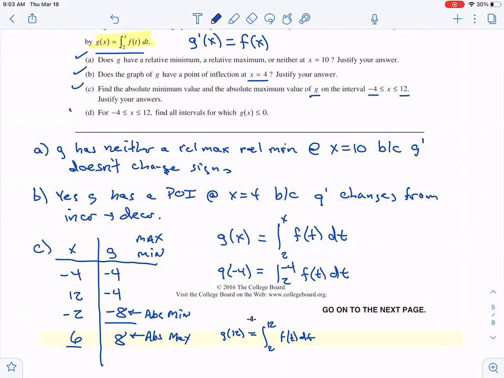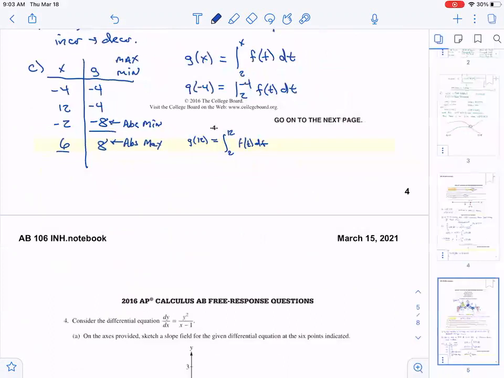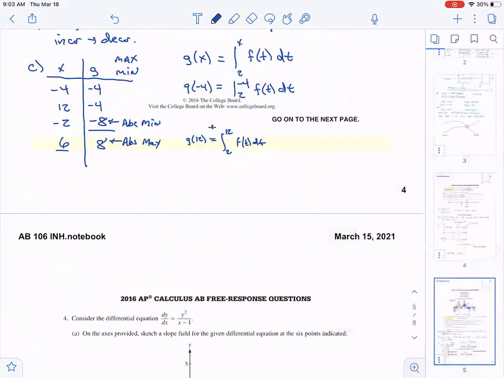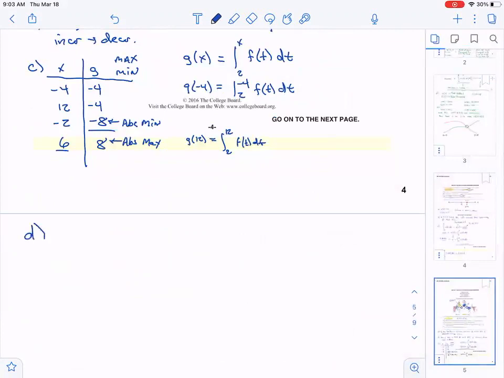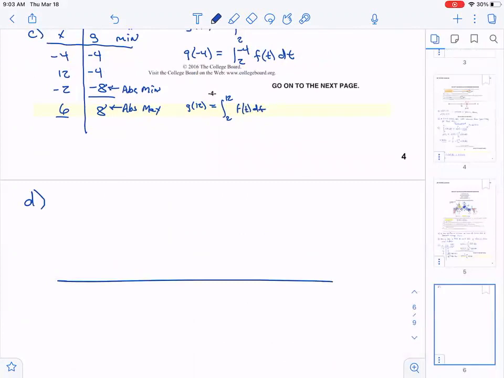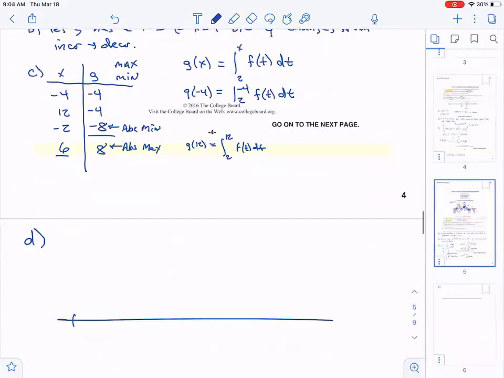Last one here, part D. For the closed interval -4 to 12, find all intervals when g at x is negative. Okay. This one was a little salty. One way you could approach this is you could look at what we just did in part C and kind of just plot some points. So this is my part D, and I know my interval is from -4 to 12.